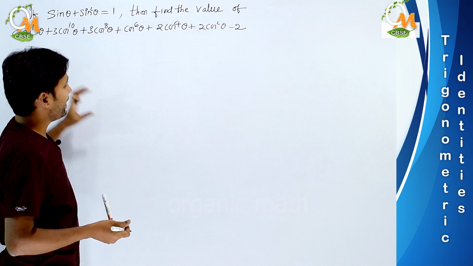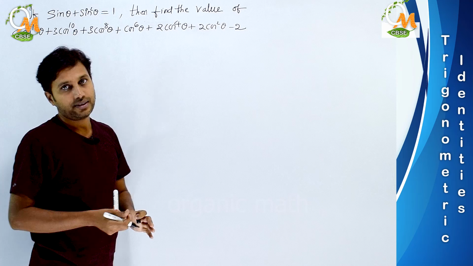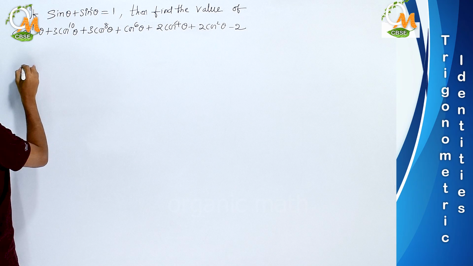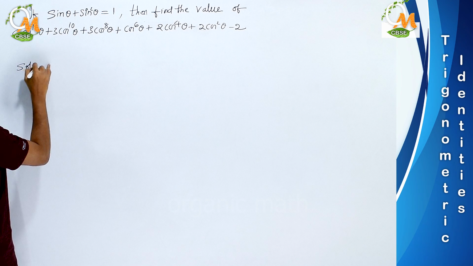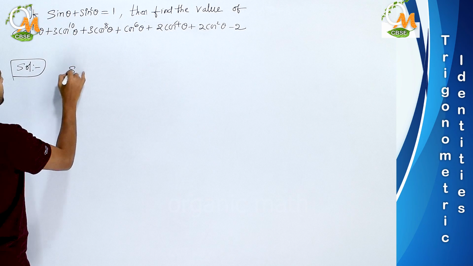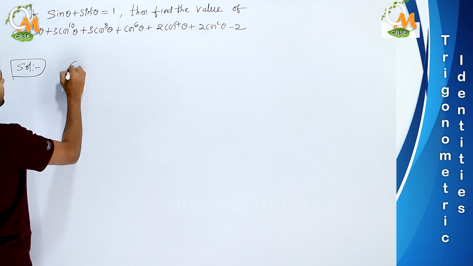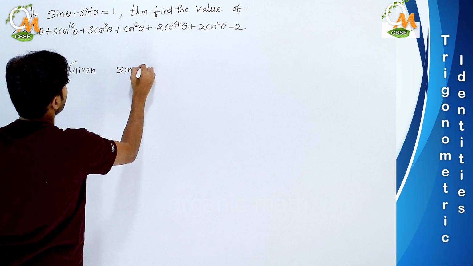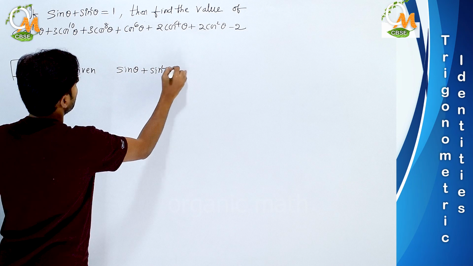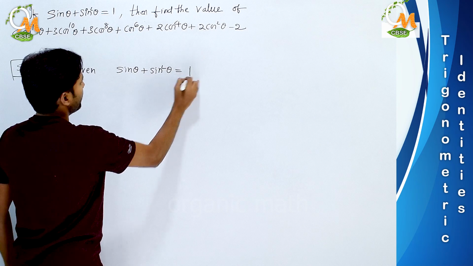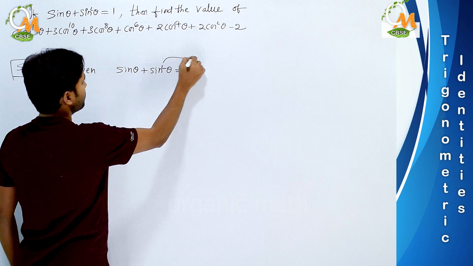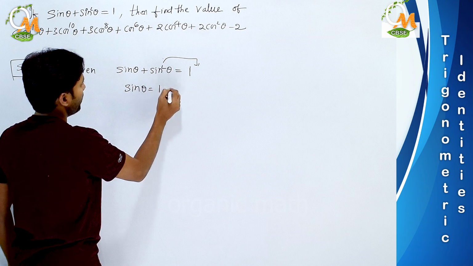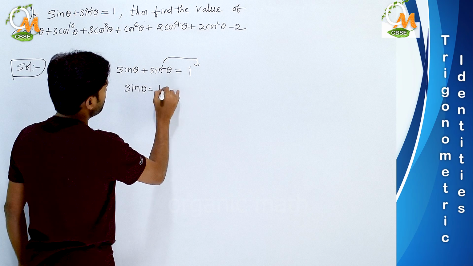It's looking very lengthy, but it's very easy. First of all, take the given condition. What was the given condition? Okay, let me write the solution. The given condition is sin θ + sin² θ = 1. Then send this sin² θ to this side. Then sin θ = 1 − sin² θ, since the plus sin² θ is converted to minus sin² θ.